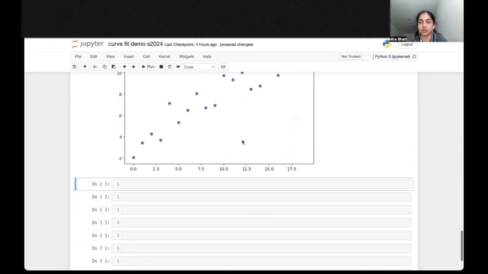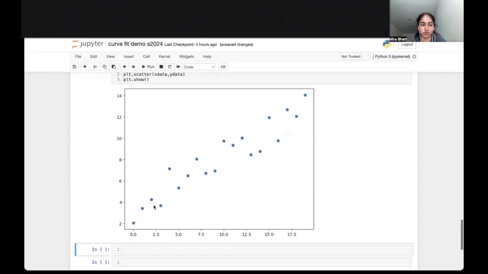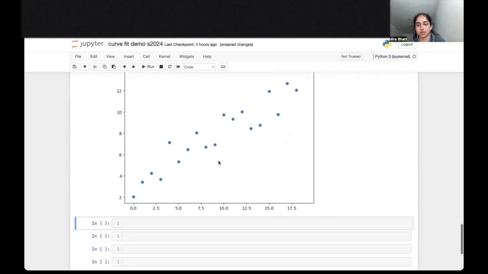Okay, great. And here's the data we're going to be working with. It looks like a noisy straight line. But if we didn't know that, we're going to pretend that we didn't know where this data came from. This looks pretty linear, so we're going to fit a straight line to it.